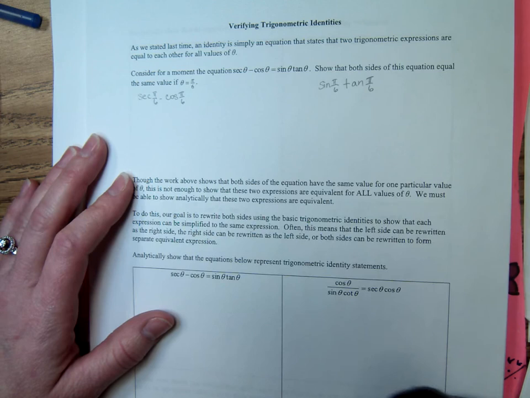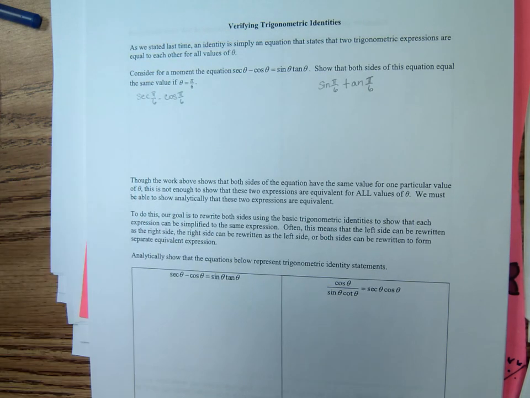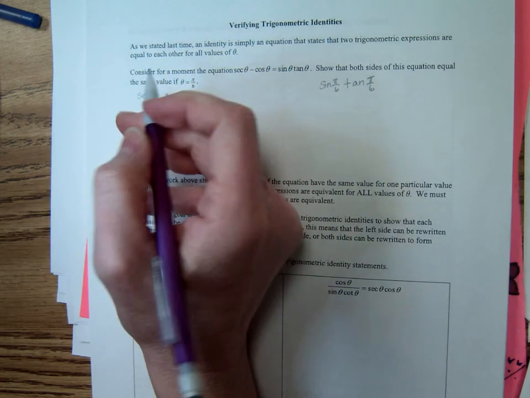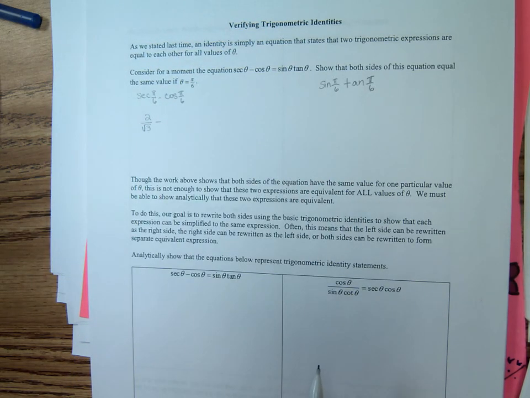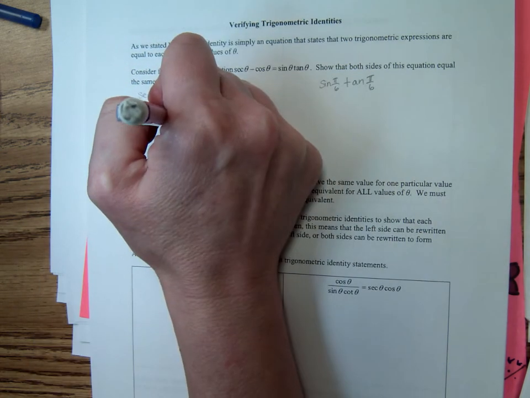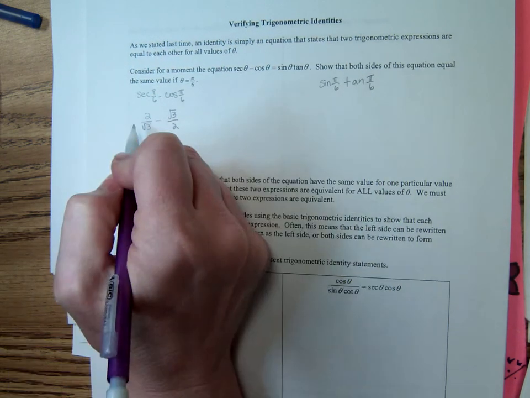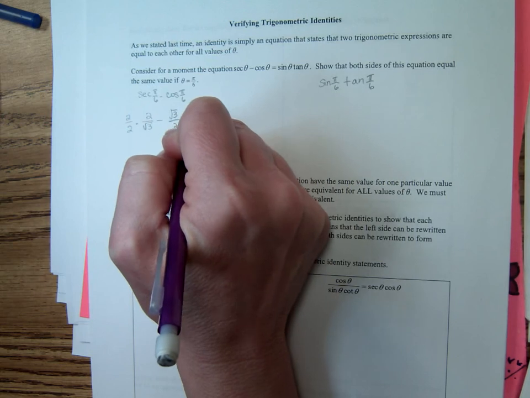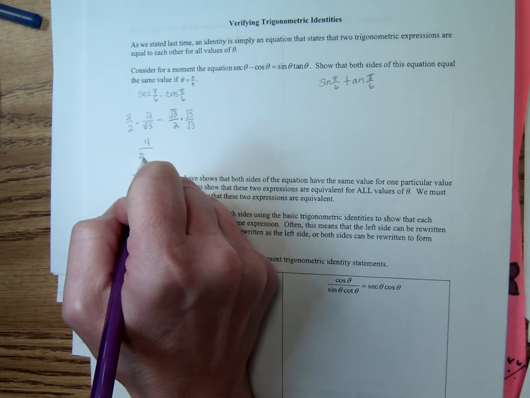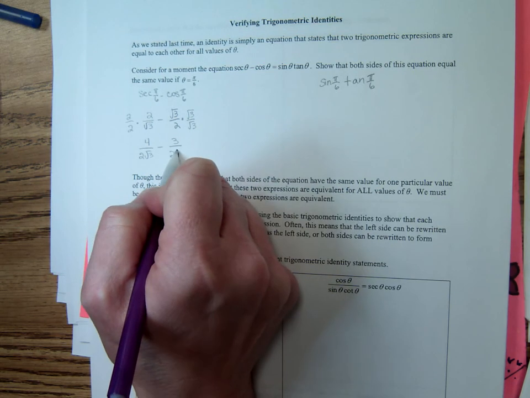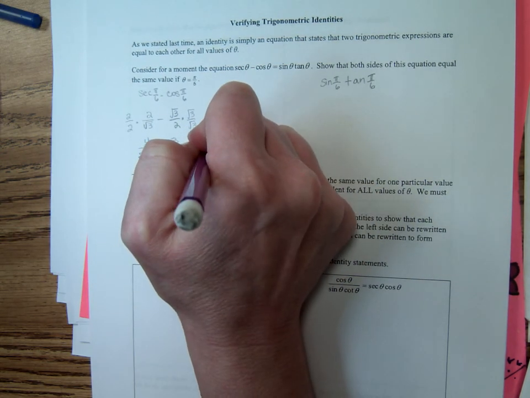What's the secant of pi over 6? Look at your unit circle if you have to. Square root of 3 over 2. Yes, so I'm going to go ahead and just write it as 2 over the square root of 3. What's the cosine of pi over 6? Square root of 3 over 2. So I'm going to multiply this side times 2 over 2. Multiply this side times square root of 3. So this is 4 over 2 square root of 3 minus 3 over 2 square root of 3, or 1 over 2 square root of 3.